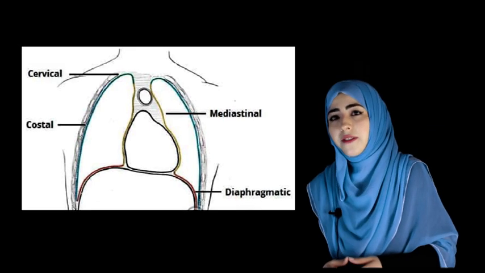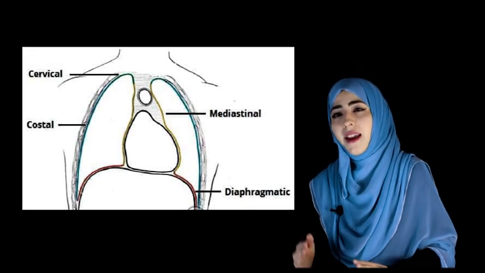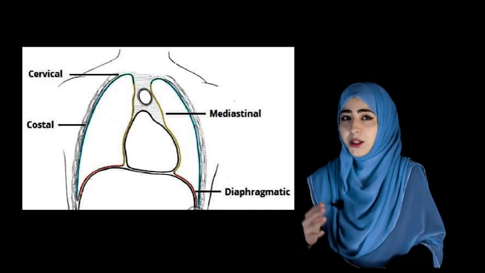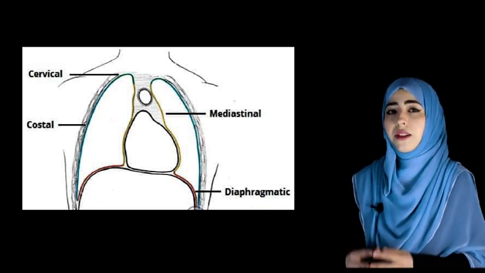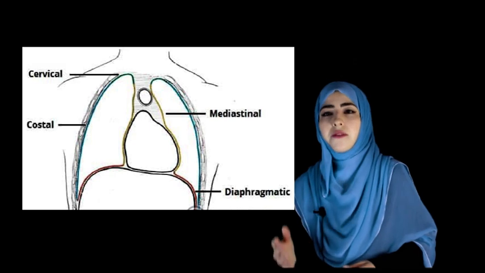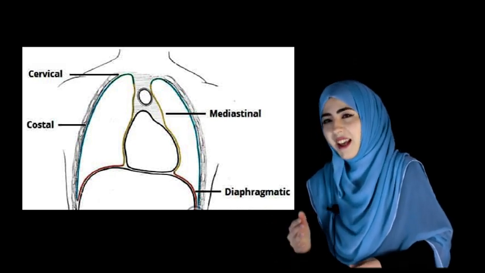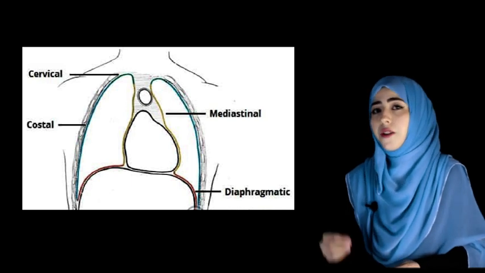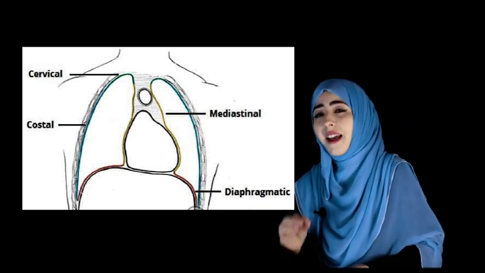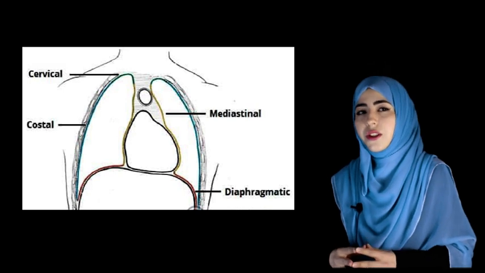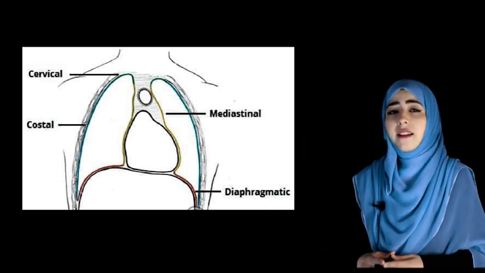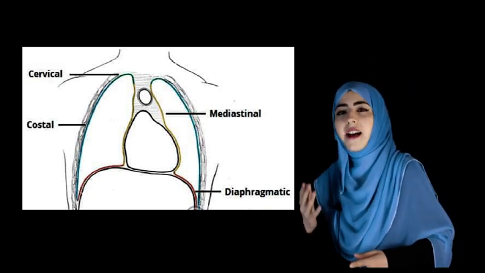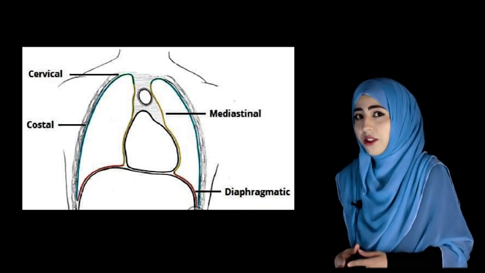The costal surface is larger, smooth and convex. It is related to the costal pleura, which separates it from the ribs, costal cartilages and innermost intercostal muscle. The posterior part of the costal surface is related to the bodies of the thoracic vertebrae, and it is sometimes referred to as the vertebral part of the costal surface.